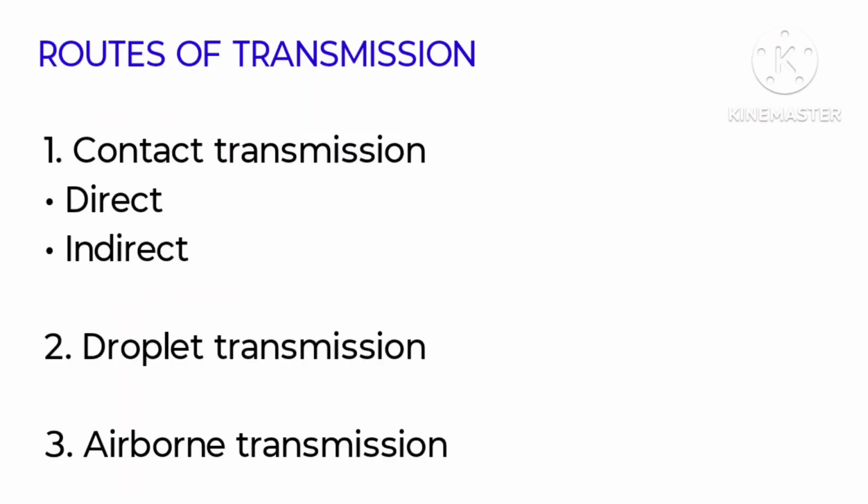Next, we'll see route of transmission of infection in detail. There are three major routes of transmission in healthcare. First one is contact transmission, which may be direct or indirect. Second one is droplet transmission. Third one is airborne transmission.